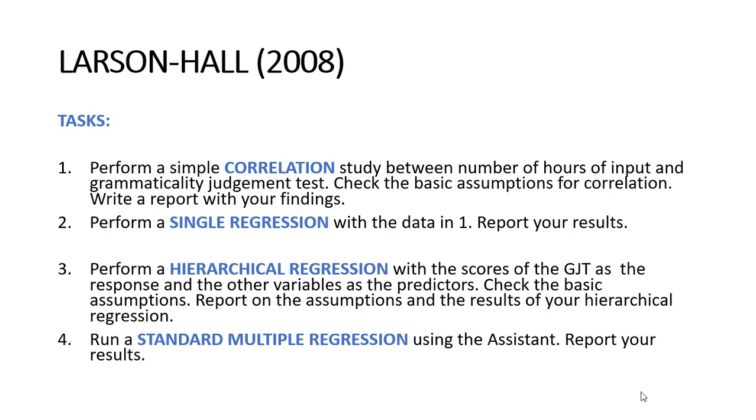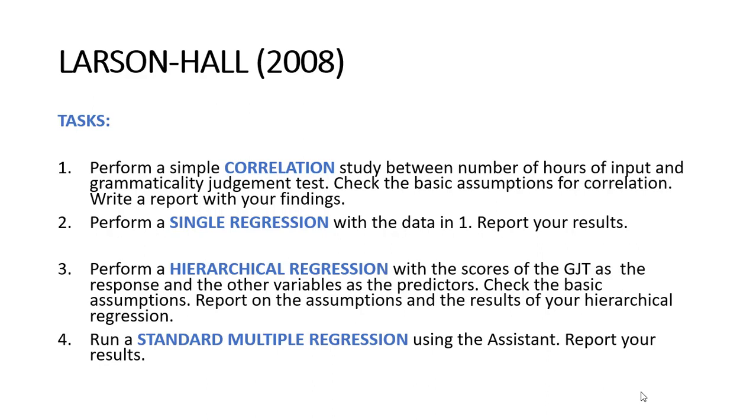So the first task then is to perform a single correlation study between the number of hours of input and grammaticality judgment test. You will need to check the basic assumptions for correlation, and you will write a report with your findings. And the second part, you will perform a single regression using the data in task 1, and again report your results. Okay, so this is pretty much the first part of the video, and I recommend 1 week for that.